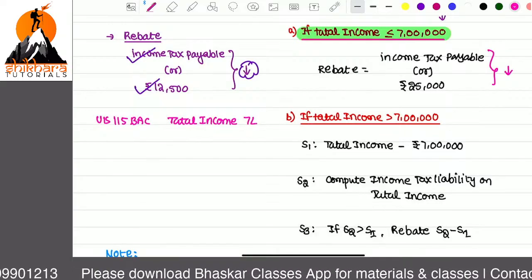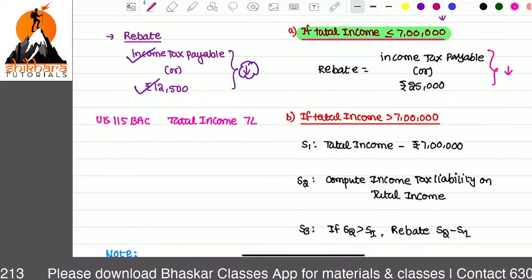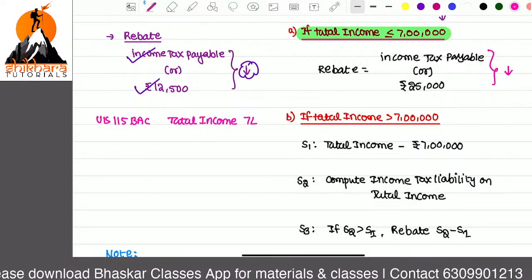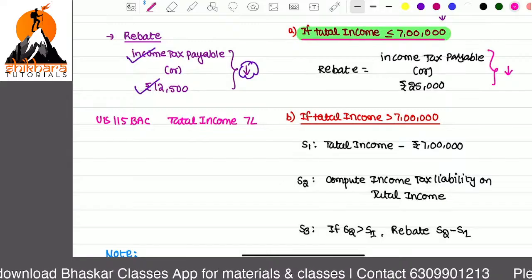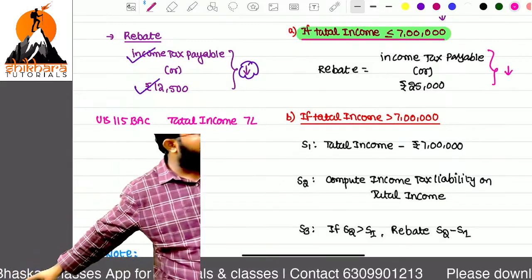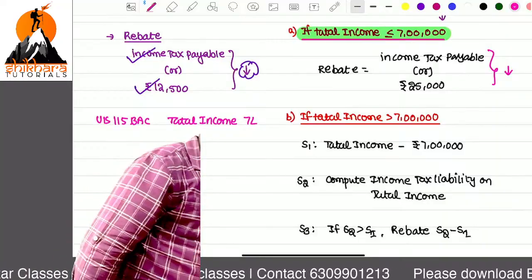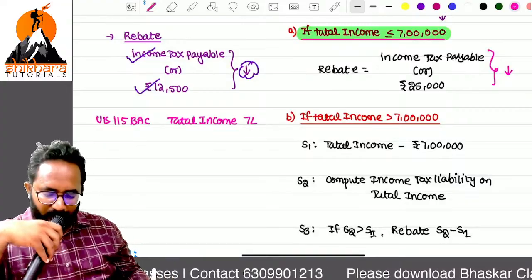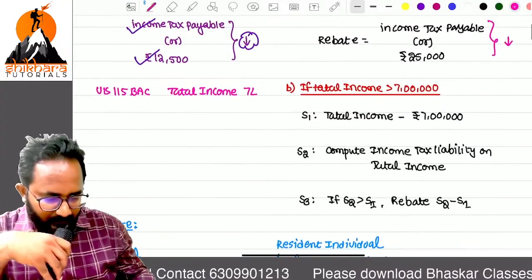Under section 115BAC, total income 7 lakh. Please compute the tax liability. 20,000 only. Okay, please tell me the tax rates first.